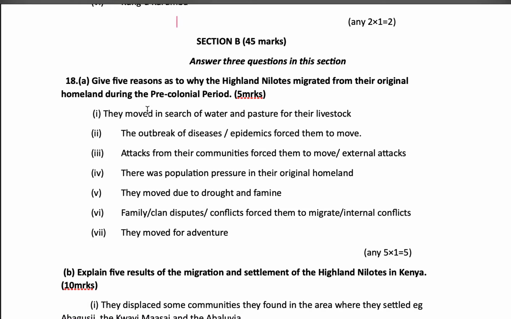Section B, 45 marks. Answer 3 questions in this section. Question 18a. Give 5 reasons as to why the Highland Nilotes migrated from their original homeland during the pre-colonial period.